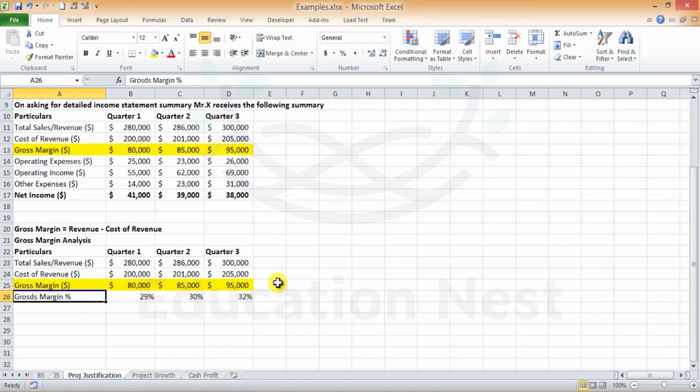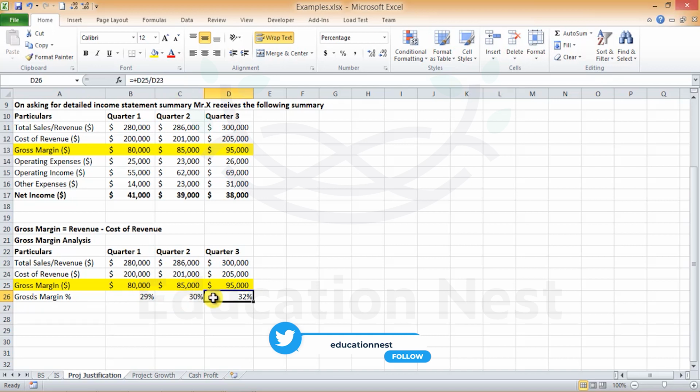Oh, surprisingly this is increasing. As you can see over here, gross margin for the quarter 1 was 29%, it increased to 30% in quarter 2 and 32% in quarter 3. So based on this analysis, one thing is for sure, gross margin, or the cost of revenue increase, is not the factor for the decrease in the net profit. So what does this mean?